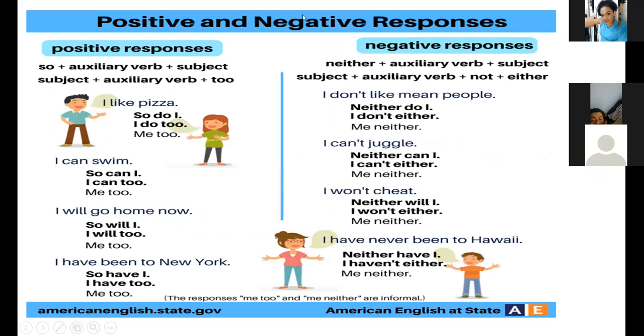Okay, see here. I have some positive responses. So I need eight more volunteers. I need four for the positive responses and four for the negative responses. It's almost the same, but with an extra element in the sentence. Remember that for positive responses, we have so plus the auxiliary verb plus the subject, or you can have the subject plus the auxiliary verb plus too. So who wants to continue?